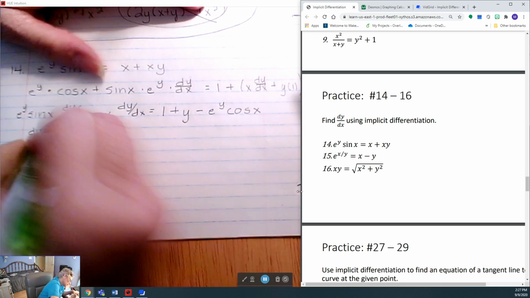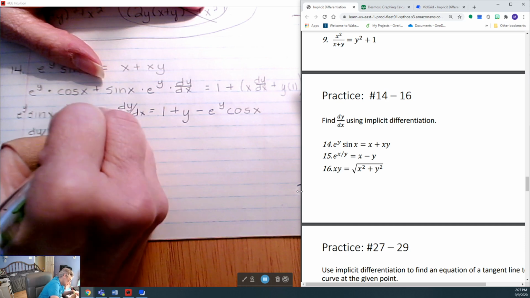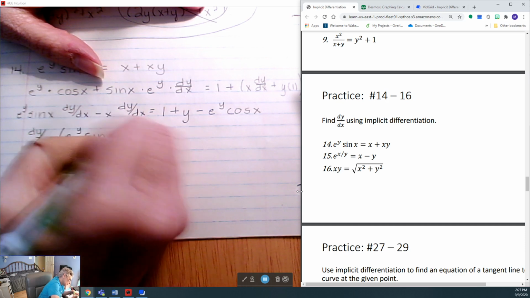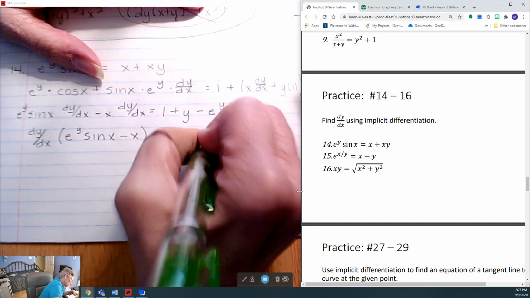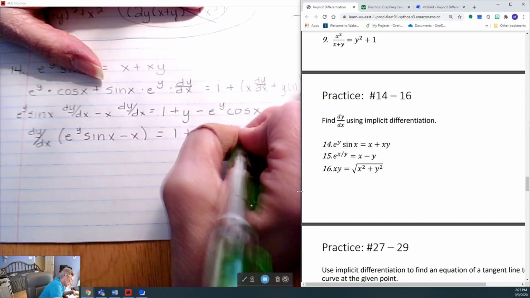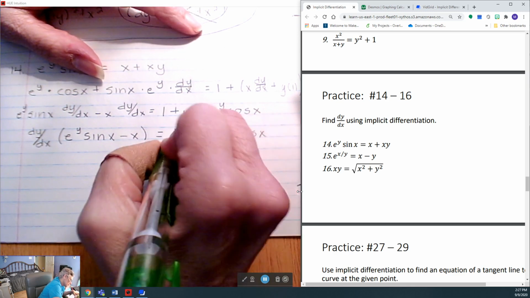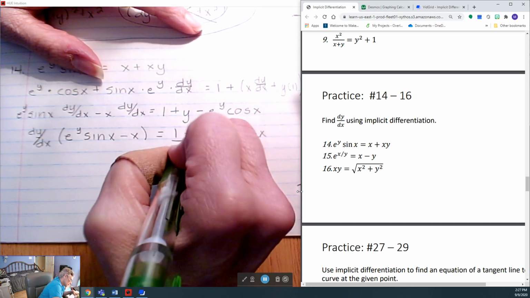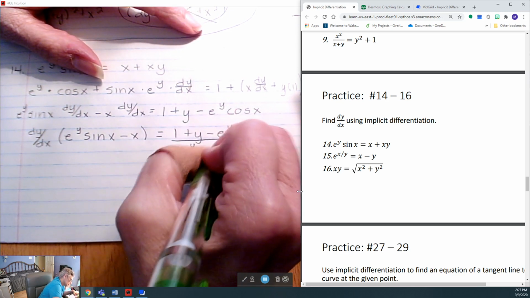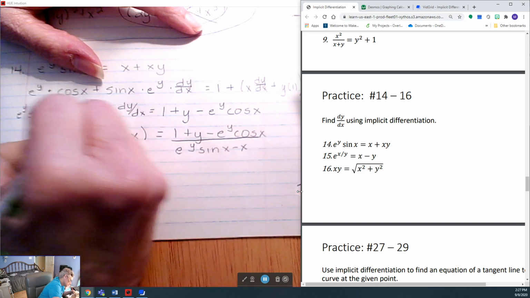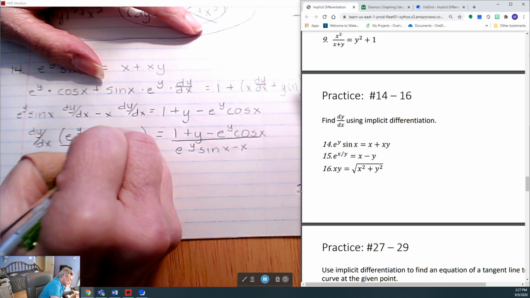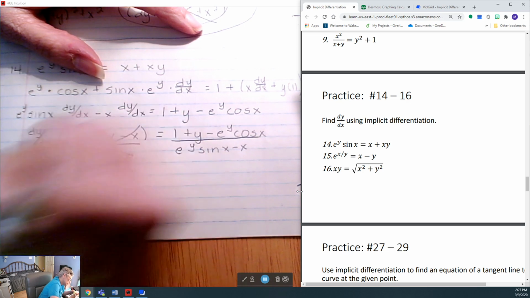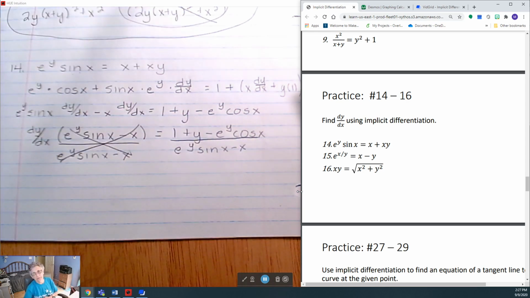Factor out dy dx: e to the y sine of x minus x is 1 plus y minus e to the y cosine of x, divide. Done. Not so bad.